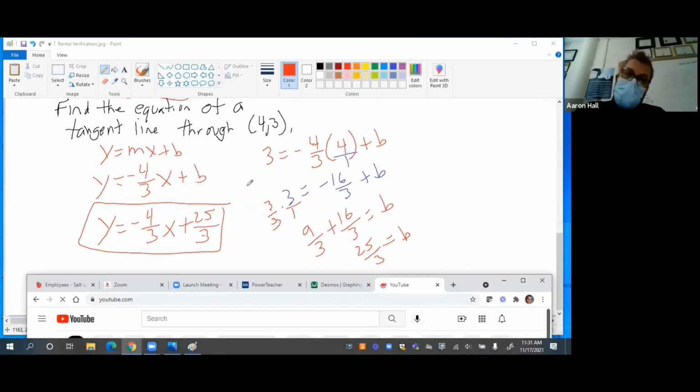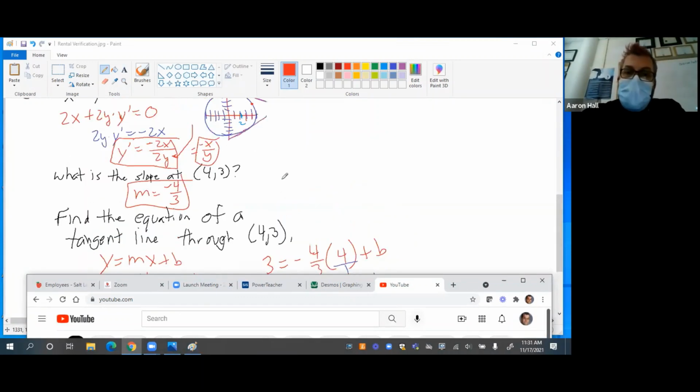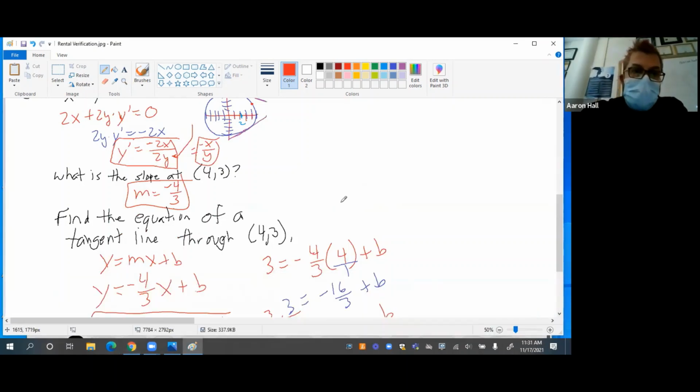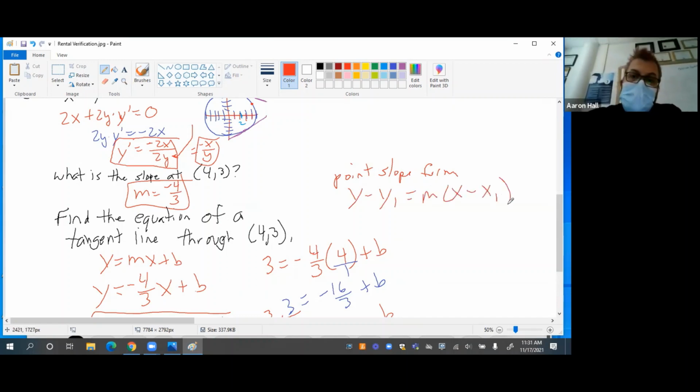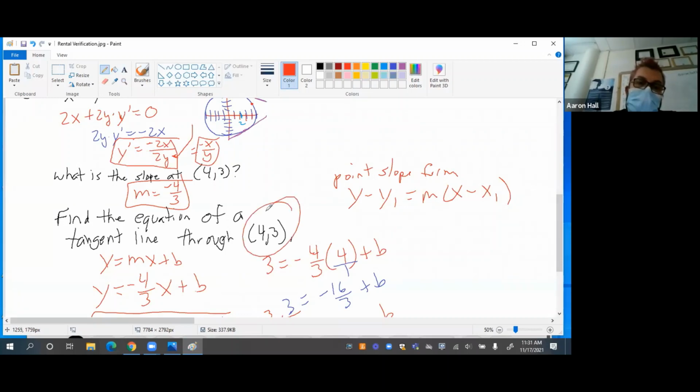So this is what Thomas is suggesting. He's saying, why not use point slope form, where we have y minus y sub 1 equals m times x minus x sub 1. We know what our x and y values are. We know what our slope is. So why do we even have to do any math? Just plug and chug. So we have y minus 3 equals negative 4/3 times x minus 4.